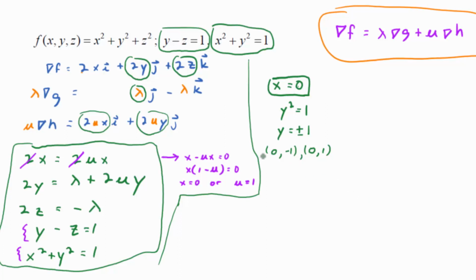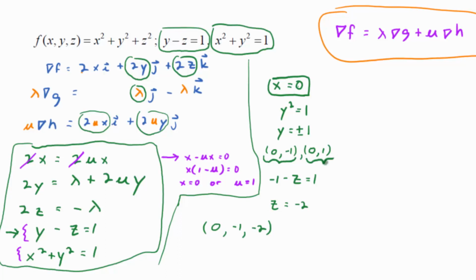Okay, so under this situation, when x equals 0 and y equals negative 1, we're going to look at this second to last equation to get our z value. So just plugging in negative 1, I get negative 1 minus z equals 1. So what does z equal? Negative 2. So what's the critical point that we get then? 0, negative 1, negative 2. Okay, so that's one critical value.